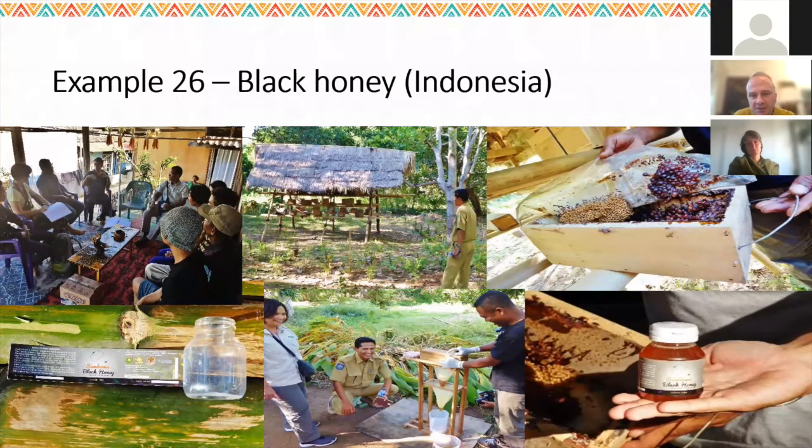And they had to do filtration. So they developed a filtration process for each of their members to make sure the quality was good. But then they came to the issue of branding. And they wanted to be able to sell their honey in a supermarket.